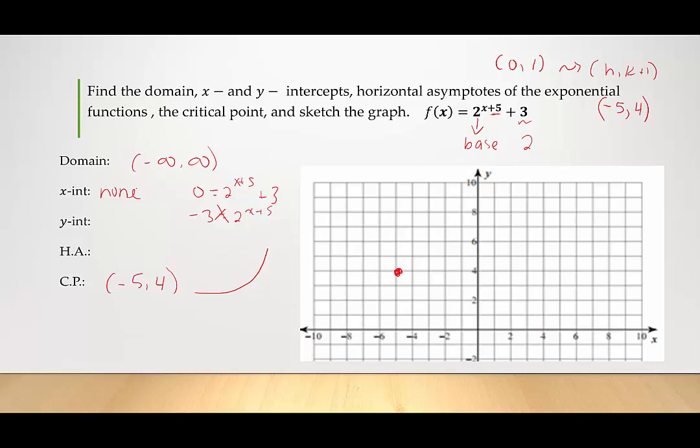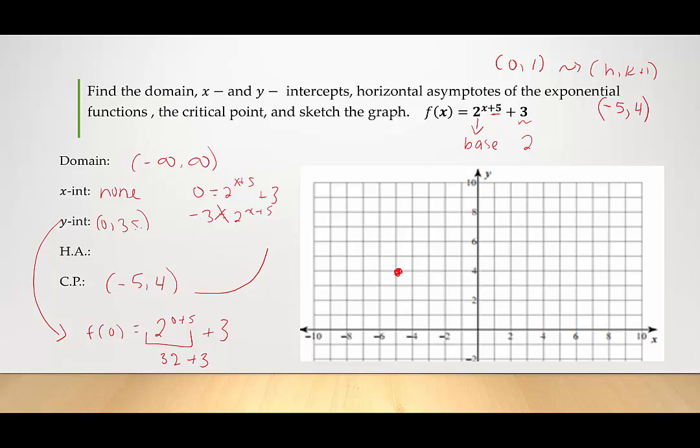So to figure out the y-intercept, we plug in 0 for x. That's going to be f of 0, 2 to the 0 plus 5, that thing plus 3. So this is 2 to the 5th. 2 to the 5th is 32, and 32 plus 3 is 35. So we do have a y-intercept. It's definitely not going to appear on my graph. It's going to be at (0, 35).